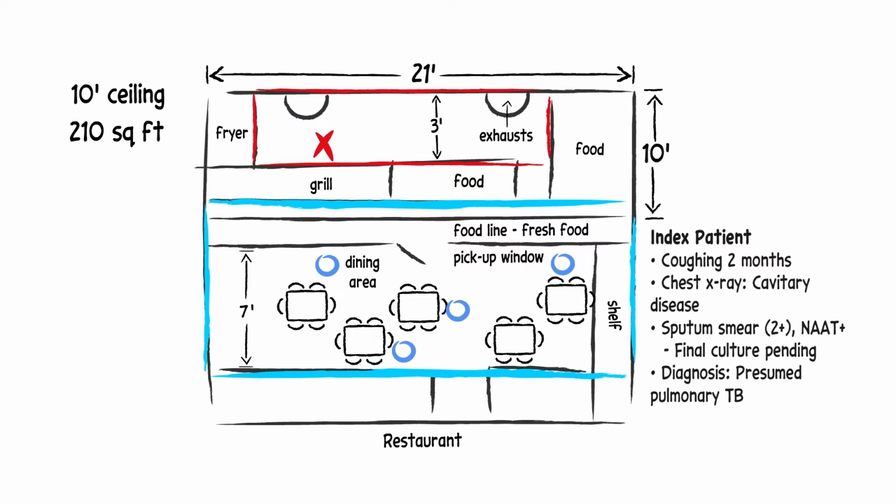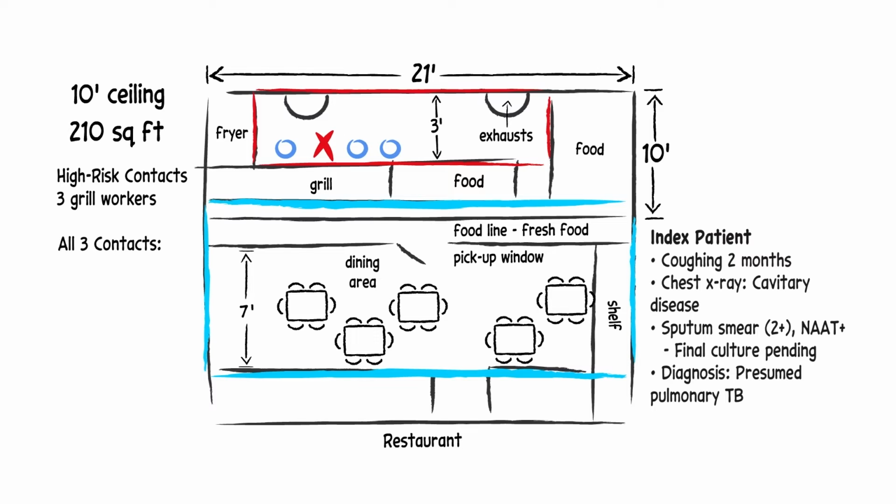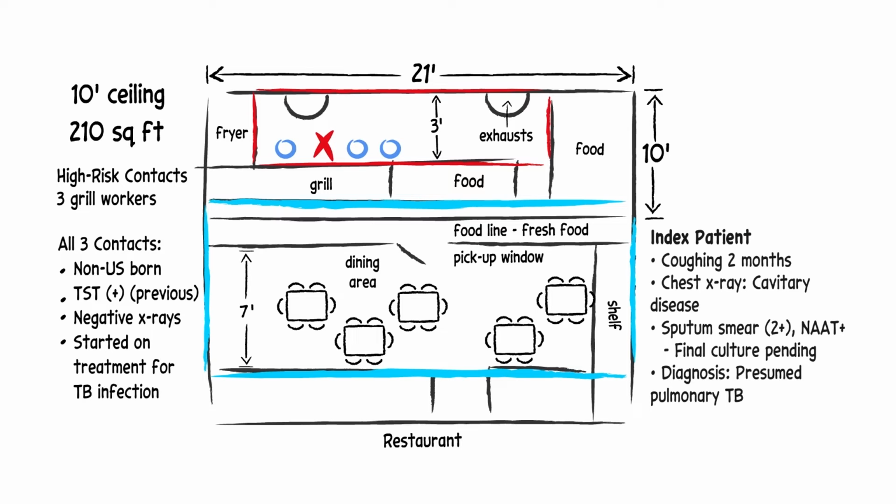The only people determined to be high-risk contacts who needed to be tested were 3 workers in that grill area. All 3 were non-US born and positive on TST with negative X-ray results and were started on treatment for TB infection. Since all 3 offered verbal history of positive TST, no additional high or low-risk contacts were identified for testing.